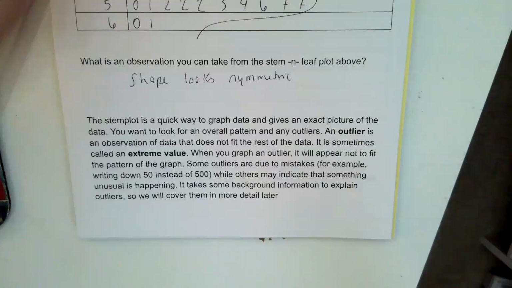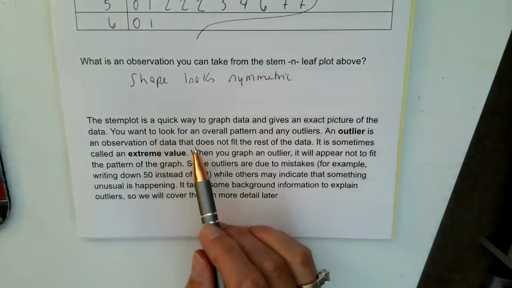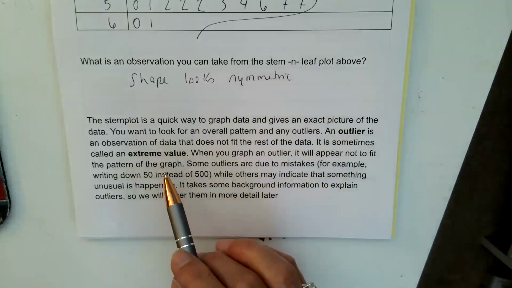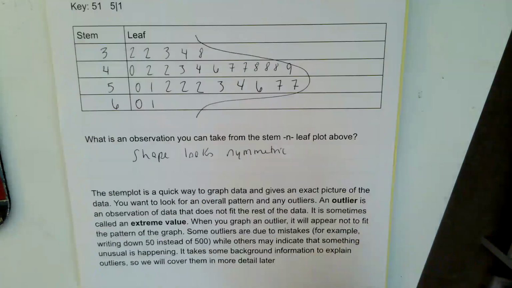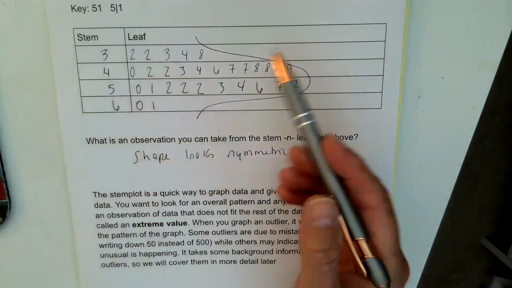And that's what I gave you down here. So just talking about an outlier. An outlier is an observation of data that does not fit the rest of the data. It is sometimes also called an extreme value. So that would have been maybe had one of the games where they scored in the 80s, that would be unusual. Or one game where they scored very low, maybe only in the 10s or 20s.